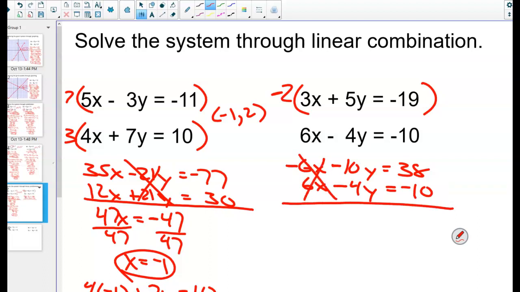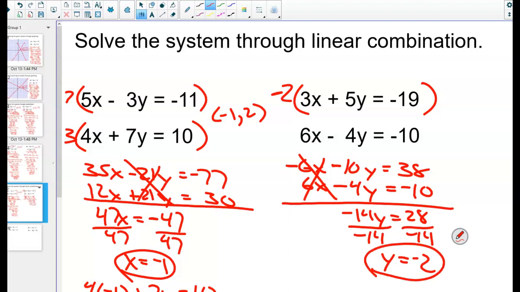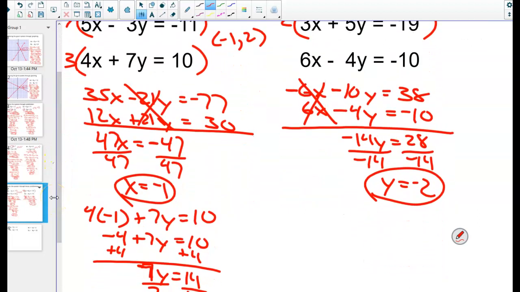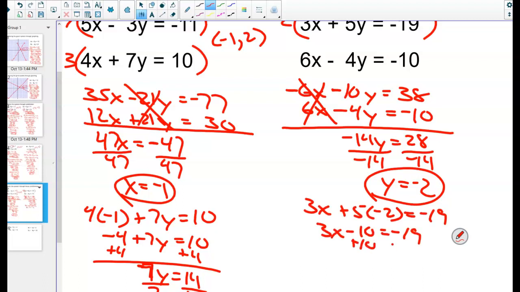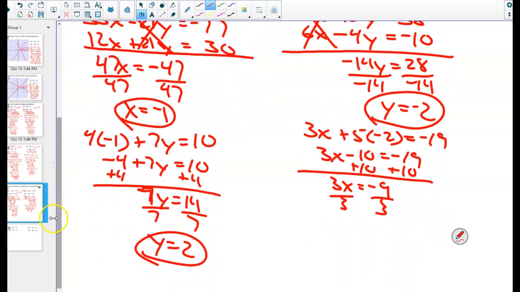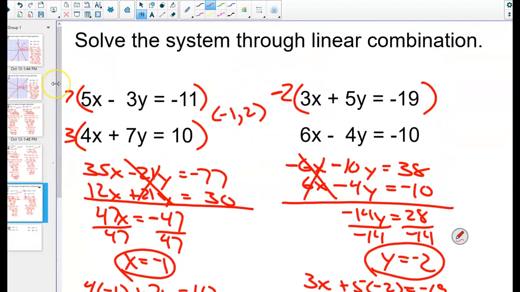The x's cancel. Negative 14y equals 28. We divide by negative 14 on both sides, and y equals negative 2. Now I need to plug that y into the original. I'll do 3x plus 5 times negative 2 equals negative 19. 3x minus 10 equals negative 19. We add 10 to both sides. 3x equals negative 9. We divide by 3 on both sides. And my x equals a negative 3. So my point is going to be negative 3, negative 2.